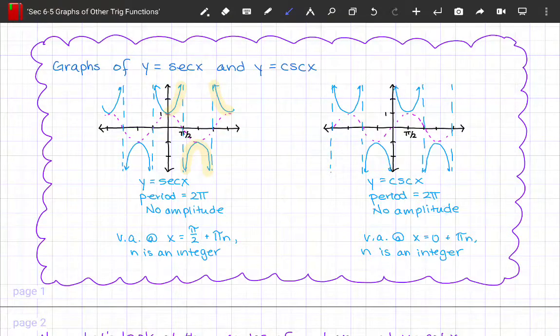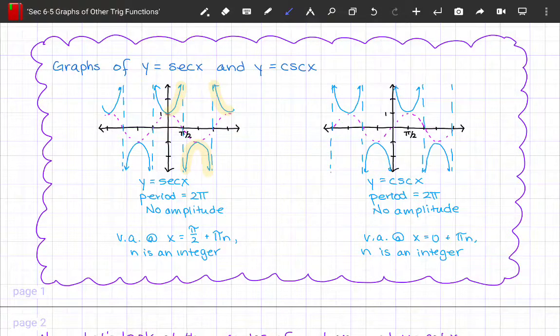And then cosecant's very similar. Still the period is 2 pi, because the period of sine was 2 pi. The period of its reciprocal is still 2 pi. We still don't have an amplitude. And then as far as the asymptotes here, the first asymptote actually happens when x is 0, so we'll pick that one. But they're still pi units apart, so plus pi n. You'll see it written as 0 plus pi n, or often just pi n. We don't need the 0. And so there you go. There's your secant and cosecant graphs.